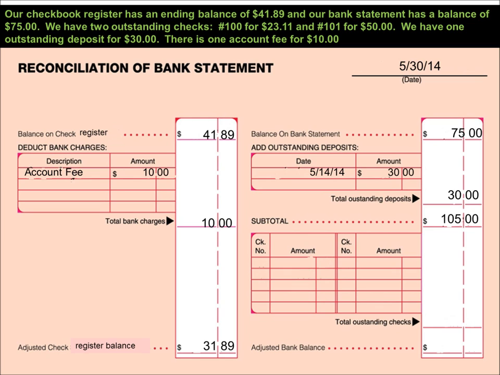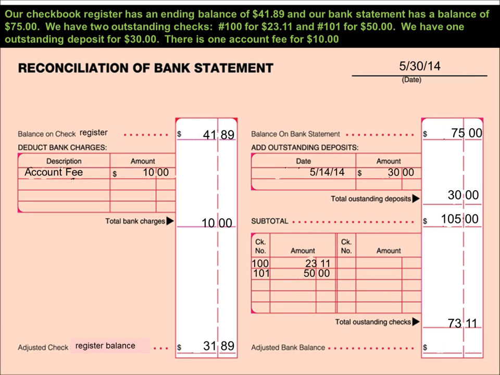Below the subtotal, we have a place to list any outstanding checks. We had two. We had one check in the amount of $23.11, and we had our second check, and that was in the amount of $50. Below that, total outstanding checks. So we're going to total the two checks that we had. So take our $23.11, add it to our $50, so our total outstanding checks ends up being $73.11.